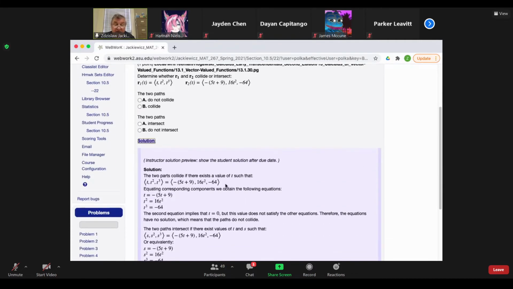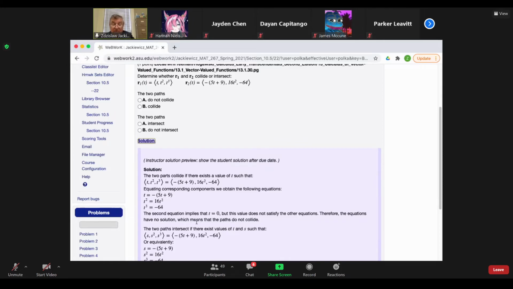So we have to satisfy three equations: t equals -5t plus 9, t squared equals 16t squared, and t cubed equals -6. So you see three equations at the same time. Well, the second equation implies that t equals 0. That only happens because 15t squared is 0, so t squared is 0, and t must be equal to 0. So the second equation is satisfied when t is 0. And when t is equal to 0, of course, the first is not satisfied and the third is not satisfied. So this means no collision.